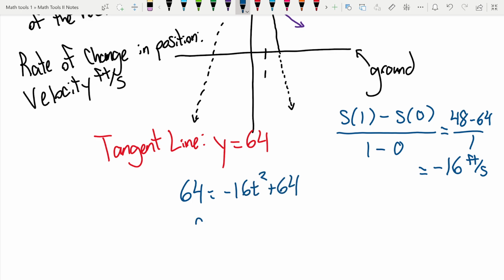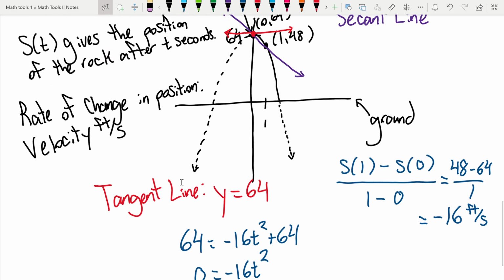Okay, subtract 64 from both sides. Divide both sides by 16. t squared equals 0 implies t equals 0. So the only place that they intersect is at t equals 0. So they only intersect at this one point. Okay. But this was just kind of a hunch based on the fact that it's getting flat right here. What if we want to look at the point 1? How do we find a tangent line at that point?